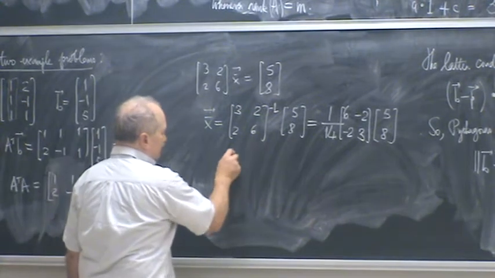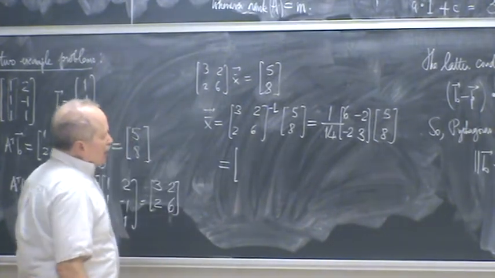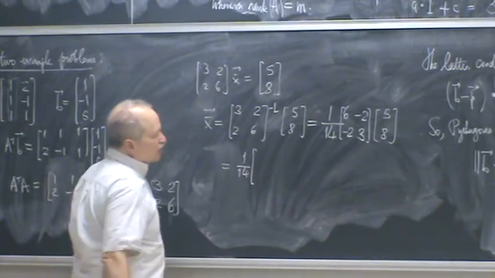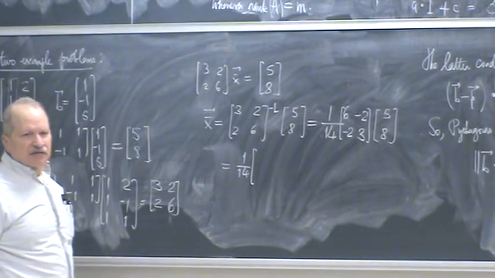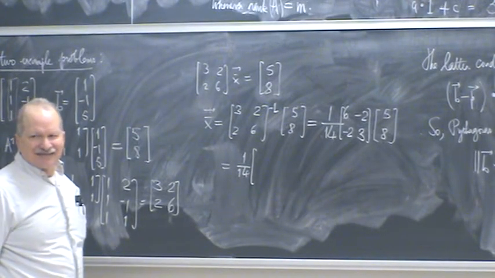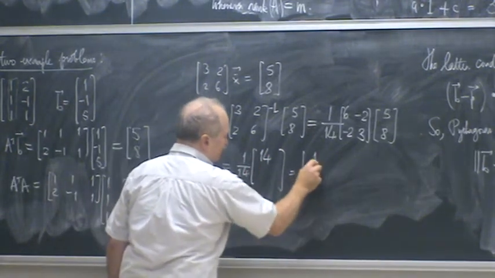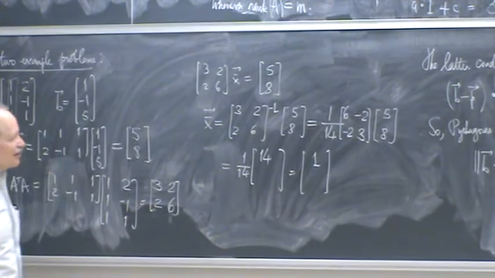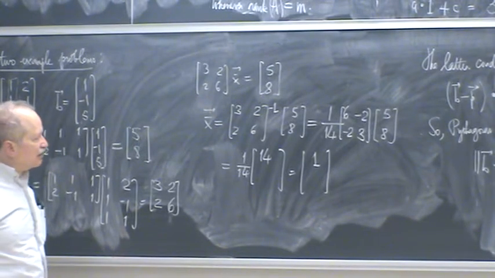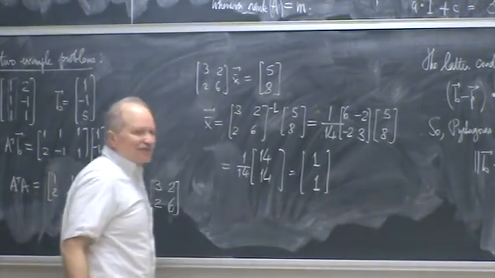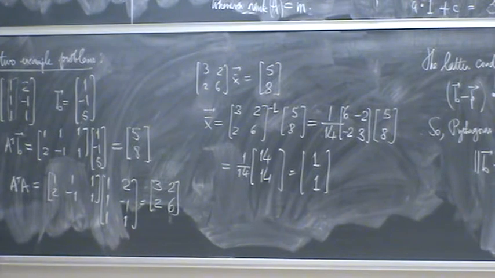So what do we get? 1/14 times... 30 minus 16, 14. 1/14 times 14 is 1. And 24 minus 10, 14. Still boring. It's almost like you learned it this way.